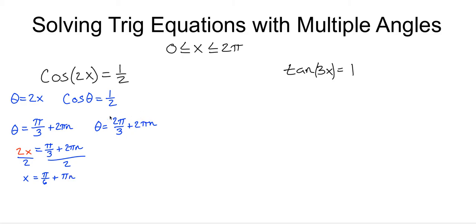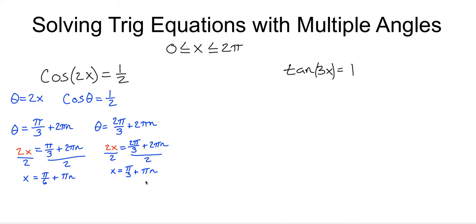If I do the same thing with this one, we take that 2x and plug it back in for theta. So we say that 2x is equal to 2 pi over 3 plus 2 pi n. We again have to divide both sides by 2. That gives us x is equal to pi over 3 plus pi n. So in each case, we're accounting for all the possible rotations.